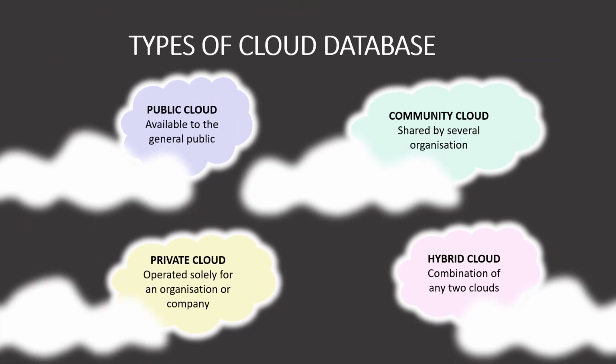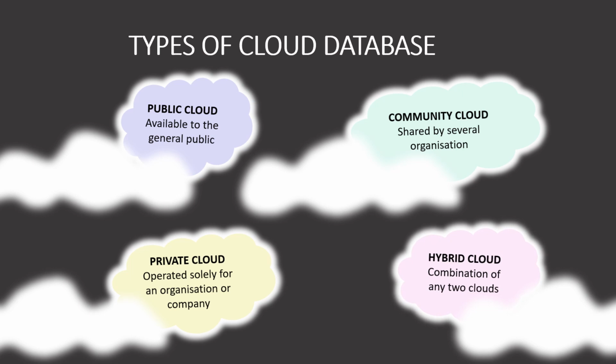There are 4 types of cloud database. Public cloud, available to the general public or large industry group and is owned by an organization selling cloud services. Community cloud, shared by several organizations and supports a specific community that has shared concerns. Private cloud, operated solely for an organization or company. Hybrid cloud, combination of 2 of the above. They remain unique entities but are bound together by standardized technologies.